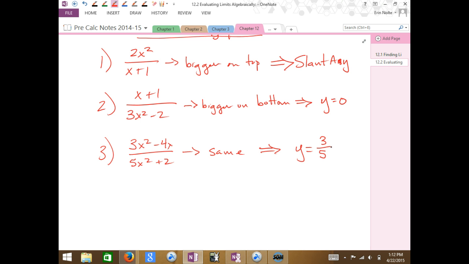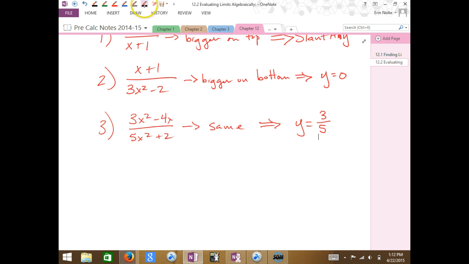A slanted one, like that? It doesn't matter, because when we're doing limits, if you have a slant asymptote, it's either going to be going up to infinity or down to negative infinity. So I'll do an example of that.